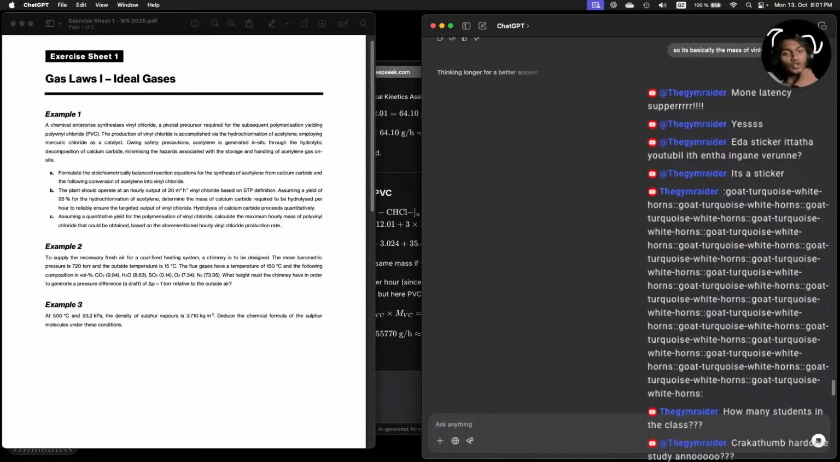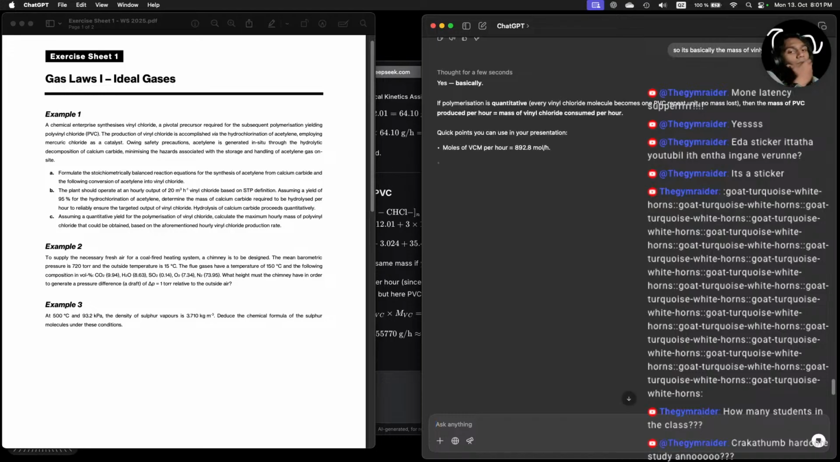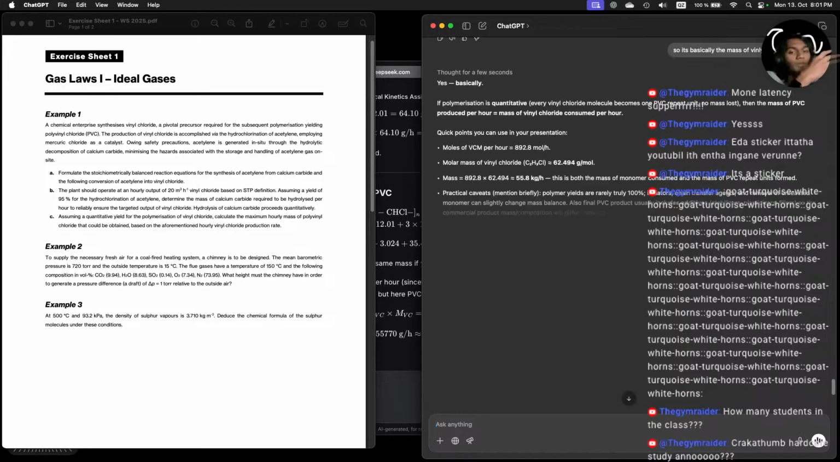Moine latency super. Okay, I'll be honest right now. I think I should use... So if I have to get faster latency, I have to prepare the stream. There are some steps to do to get the faster latency.